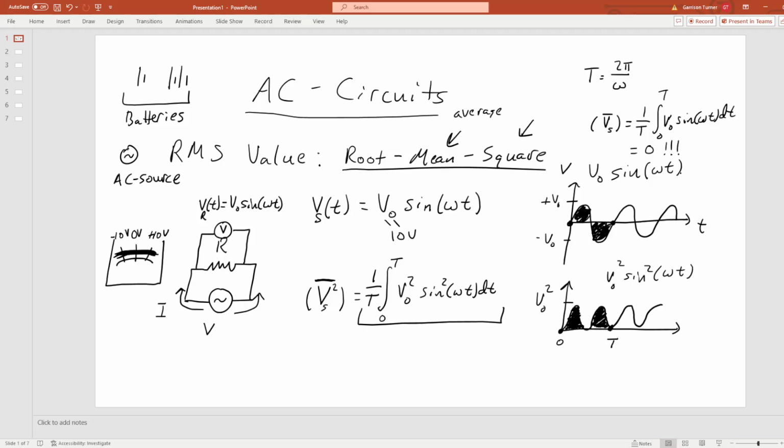And these exclamation points are not factorials. They're just to drive home the point that that is a 0. Okay. But for this function, this turns into V naught squared over T integral from 0 to T of sine squared omega t dt. Okay?